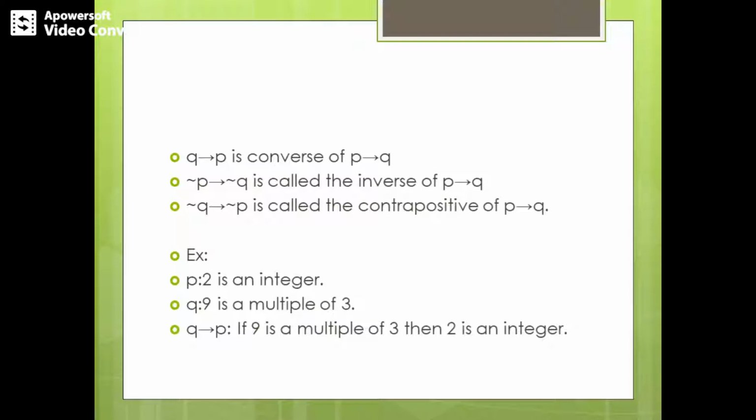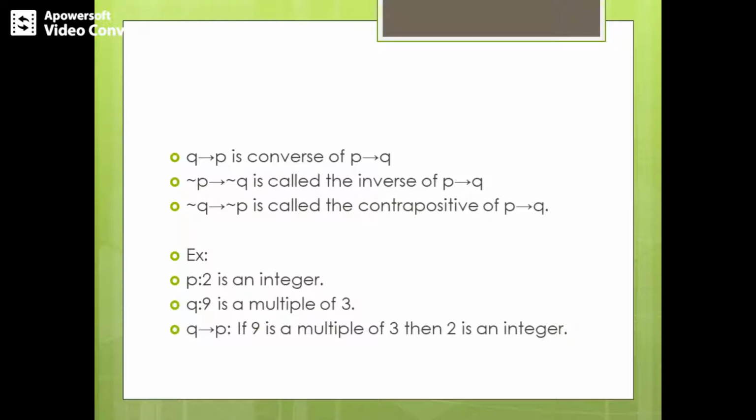As you know, a conditional is in the form P implies Q, where P is the hypothesis and Q represents the conclusion. Given a conditional P implies Q, its converse is Q implies P. Similarly, the inverse of P implies Q is negation P implies negation Q.